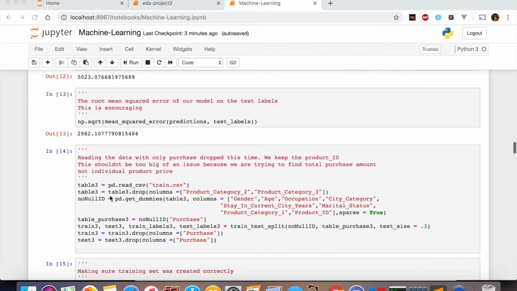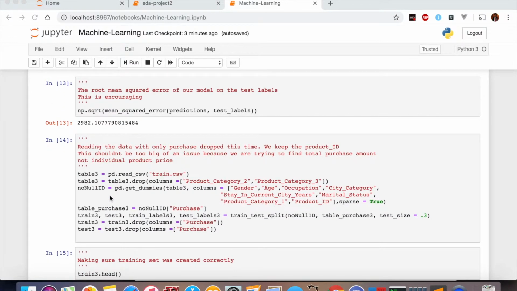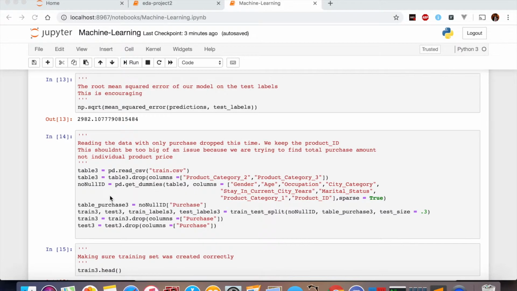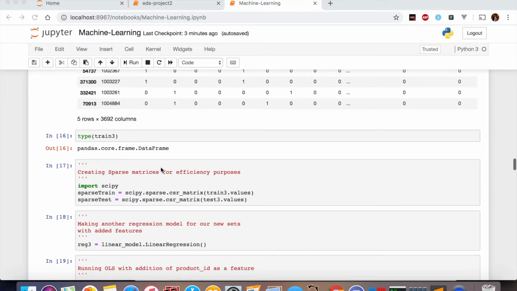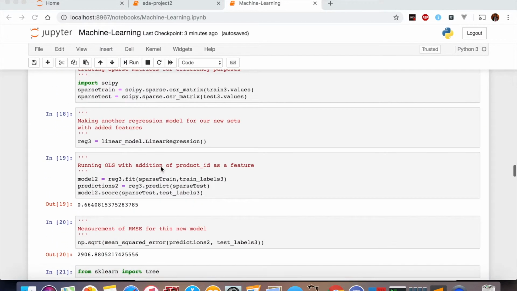So the next thing that we tried to do was run another linear regression, except this time we kept the product ID. And our thinking behind this was that since the data set was aggregated over multiple years, there would be different markdowns on the same product ID over different years, so it's not a dead giveaway for purchase price, and instead it's just another accurate feature that could probably make our model better. And so we followed the same thing, except this time for the purposes of efficiency, we encoded our values into sparse SciPy matrices so that our model didn't take too long to run.